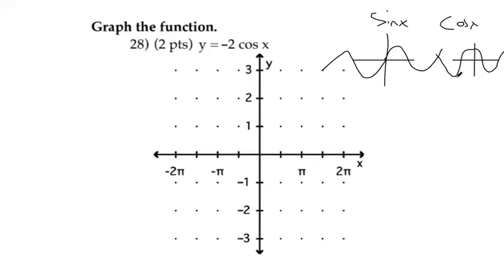Cosine is just shifted pi over 2 units. Okay, so it's pi over 2 units to the right from the origin. So sine and cosine, they can make the same graph. Cosine just starts at the top of the origin on the y-axis.